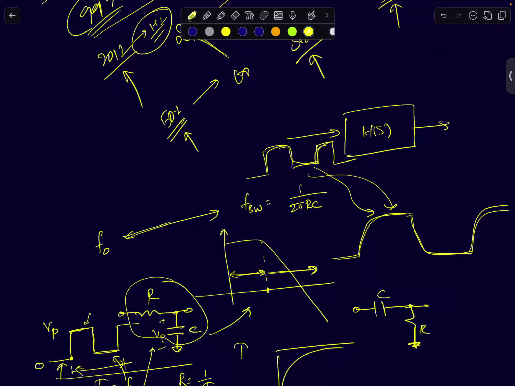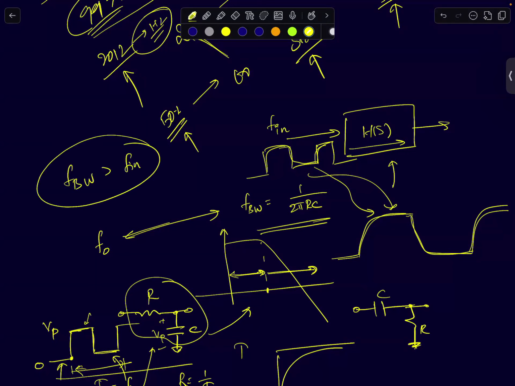So can I say it is passing the signal as it is? If it is passing the signal as it is, in terms of bandwidth, what can I say about the bandwidth of the system compared to the input signal frequency? Can I say the bandwidth is much greater than the input? See, for a low pass filter, if your bandwidth is much greater than the input, then it will pass the signal as it is. So that's what is happening.